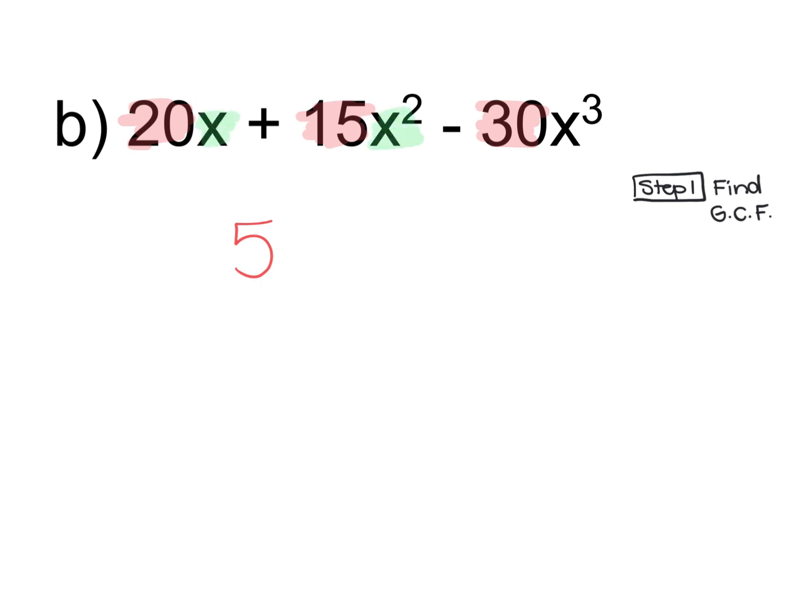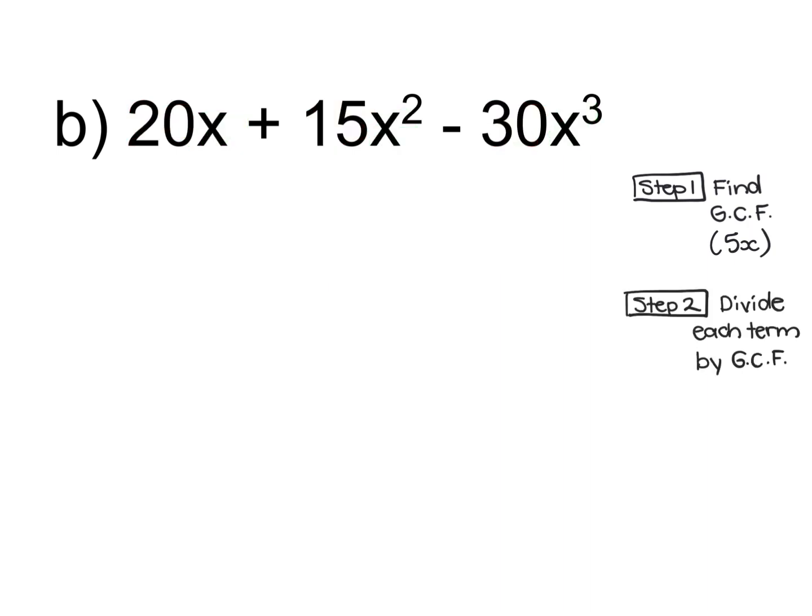Okay, now let's look at the variables. Notice all 3 terms have an x. That means x is going to be part of your greatest common factor. And you always go for the x that has the smallest exponent. In this case, it's this one. It's actually a 1. So we're going to put the x beside the 5, and 5x is our greatest common factor. Okay, step 1 is done.